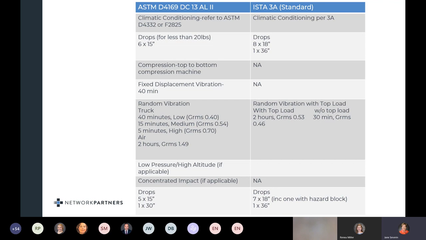D7386. The question often comes up on which one is used more, D4169 or ISTA 3A. My impression, from talking with a lot of people and a number of laboratories, is that it's a pretty even split. If you had to pick one that's used more often, probably ASTM has a slight edge.